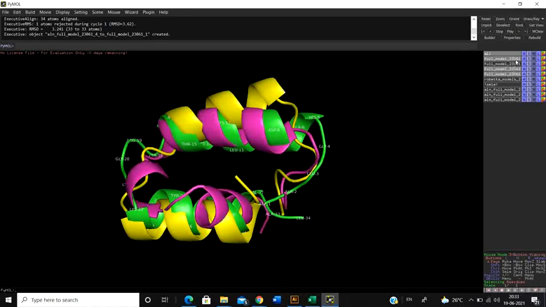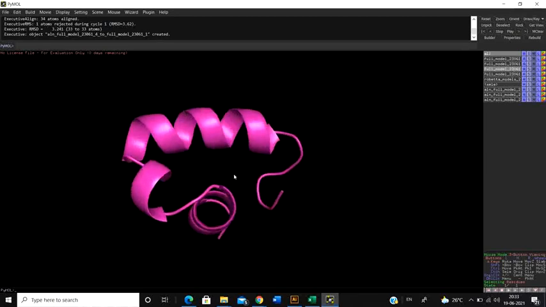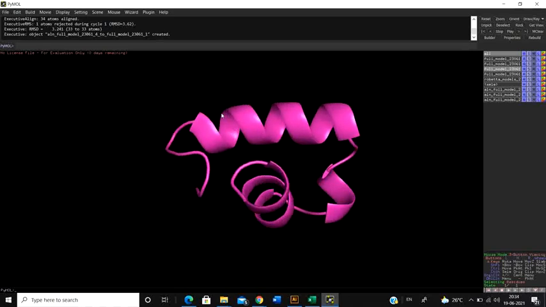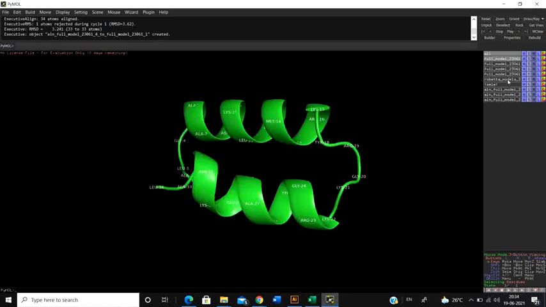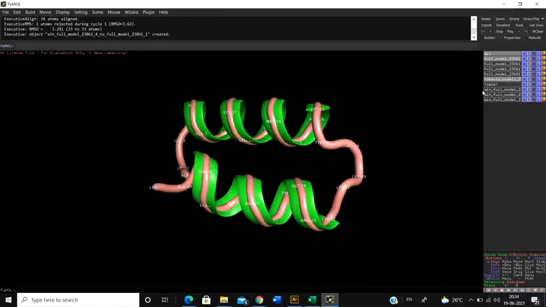For example, none of the models actually predicts an alpha helix in the loop region, right? So I'm going to reject this particular case because the three of the models are predicting that this is not the entire structure, right? So I'm going to remove the third model and I'm going to select only the first two models, and this is the average model, right?